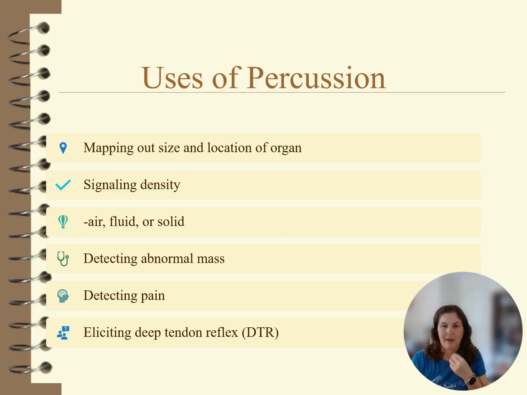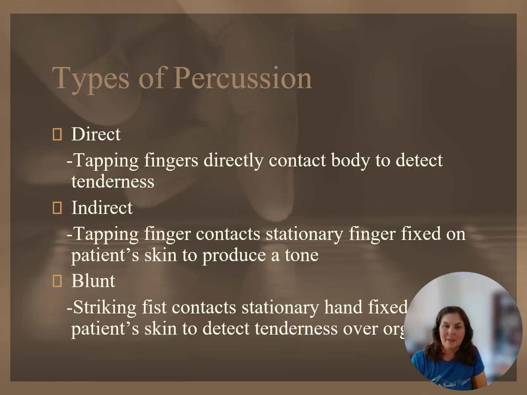You're going to use this when you're mapping out the size and location of an organ, the density, whether something's fluid-filled or solid, pain, and then DTRs, the deep tendon reflexes. You're going to have direct palpation or percussion, and then indirect. So you'll be able to see a difference when you're working on this. And again, these are tools and skills you just need to spend some time learning. Watch the YouTube videos and really spend time learning.